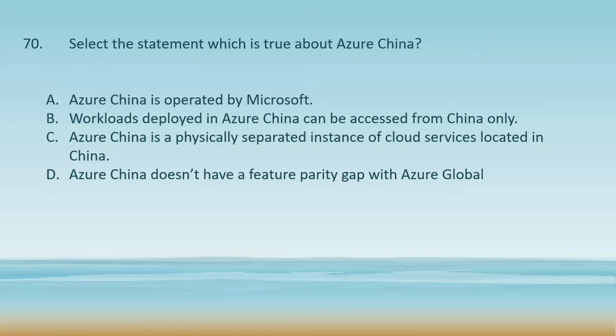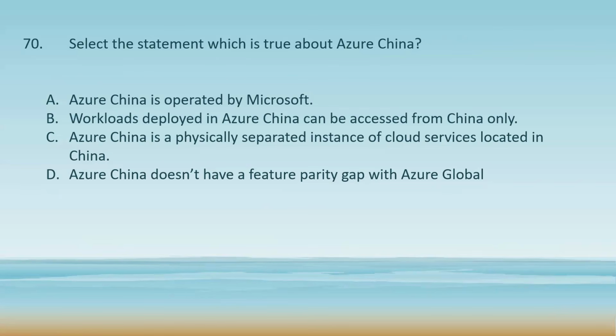Question number 70. Select the statement which is true about Azure China. Your options are: Azure China is operated by Microsoft. Workloads deployed in Azure China can be accessed from China only. Azure China is a physically separated instance of cloud services located in China. Azure China doesn't have a feature parity gap with Azure Global.